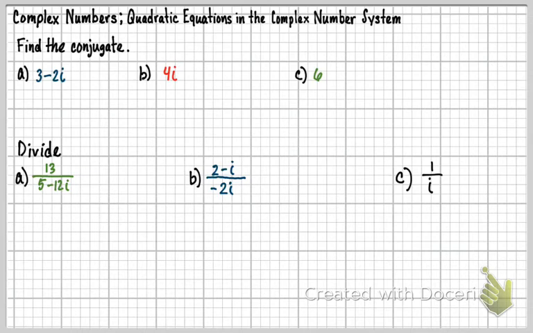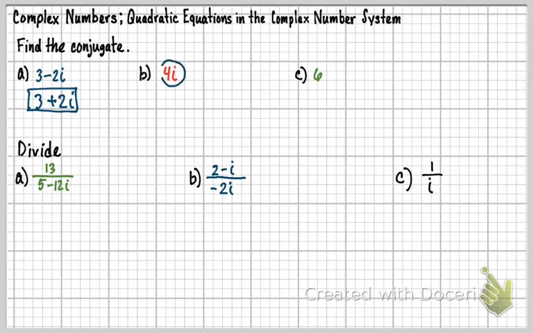So if I'm going to find the conjugate of it, that's the opposite sign of the imaginary part. So this is actually going to be 3 plus 2i. That's what the conjugate would be. Simply speaking, it's the opposite sign of the imaginary part.